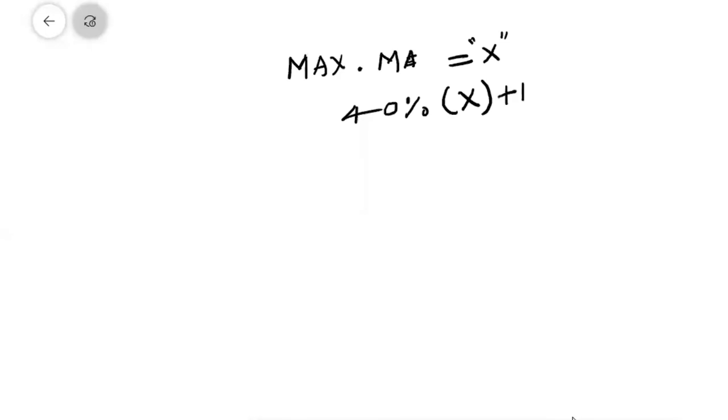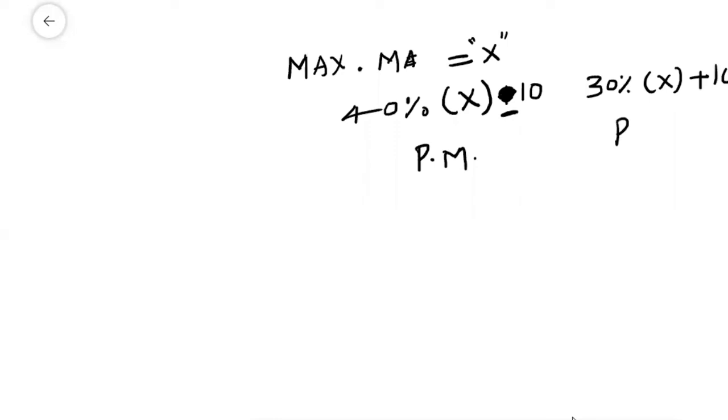So if I add 10, he will pass. Yes or no? The other fellow got 30% of the maximum marks, and he got, sorry, this is my mistake. He got 10 marks more than the pass mark. So if I subtract 10, he will just pass. That is his pass mark. If I add 10 here, this fellow is going to just pass.